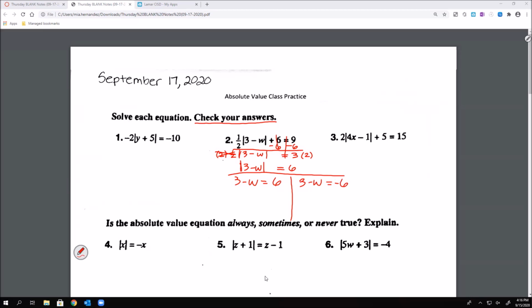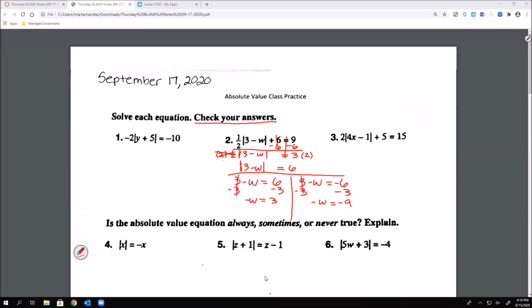Final step, I just got to solve both equations, which means I'm going to subtract 3 in both equations, still the same process for each. My 3's cancel out on the left-hand side, and then 6 minus 3. So I get negative w equals 6 minus 3, which is positive 3. And then negative w equals negative 6 minus 3. 2 negatives. I add my numbers. I keep the sign, so I get negative 9.